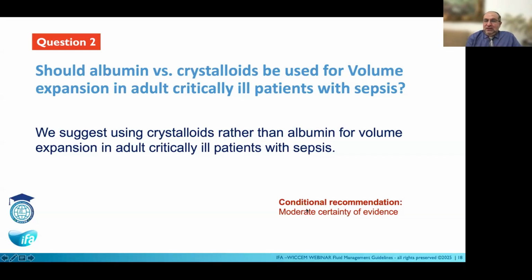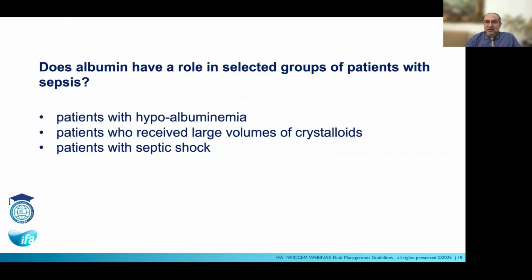That sounds great, but I think there are certain patients with sepsis who might deserve a slightly different approach. And the panel discussed 3 groups, which we always consider in our practice and at the bedside. So how about patients who have low albumin level? How about patients who already received large amounts of crystalloids? How about patients who are in septic shock, not only sepsis? Unfortunately, we don't have strong evidence that can help us make a conclusion or recommendation for these subgroups.